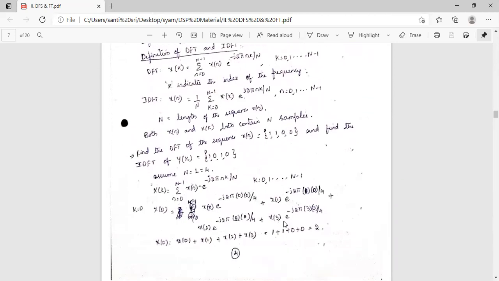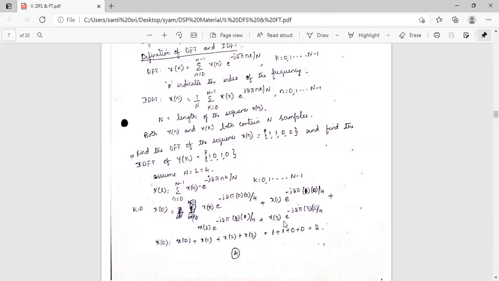Okay, next we will do some problems based on the above formulas. Find the DFT of the sequence x of n equal to 1 1 0 0, here N equal to 4, and find the IDFT of Y of k equal to 1 0 0 1 0 1 0. First of all, we have to find the DFT and then the IDFT.